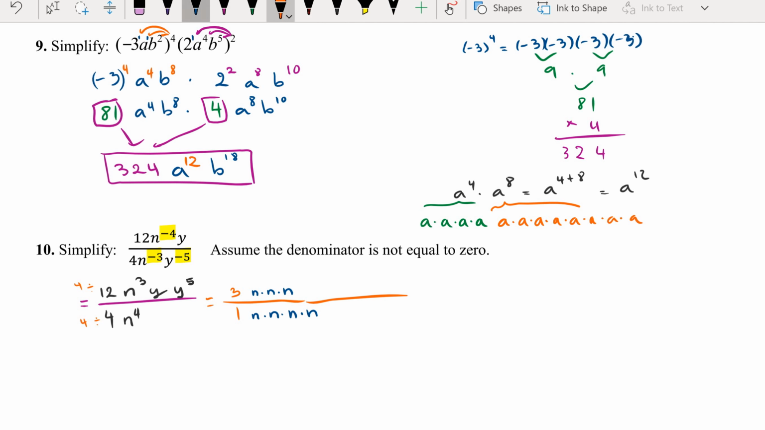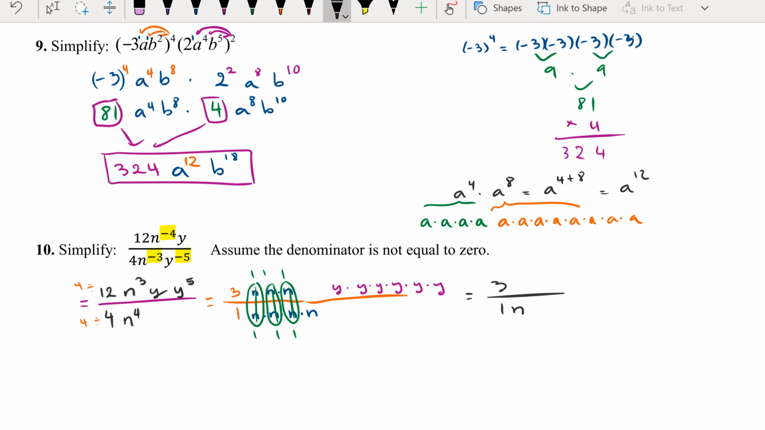Okay, and same thing with y. y for the first y, and y to the 5th power is going to be 5 y's. Alright, so if you have a pair of numbers or letters that are the same on top and bottom, they're going to divide each other out. So this one is gone. Give you 1, 1, 1, 1, 1, 1. They divide out evenly, give you 1. So 3 times 1 times 1 times 1, that will be 3. The bottom 1 times 1 times 1 times 1 is going to be 1 n.